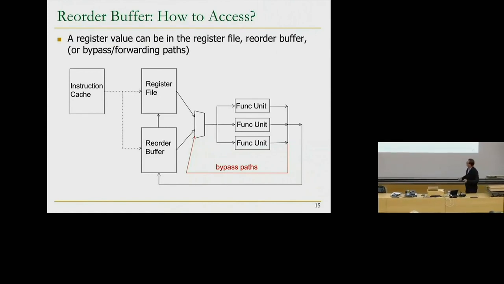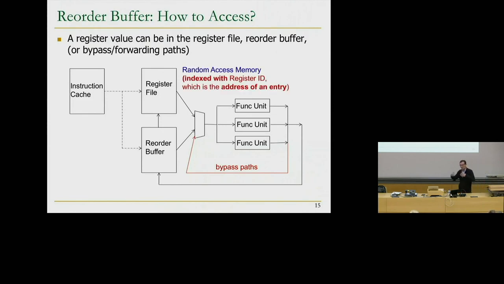So the question is, how do we actually read the value in the reorder buffer? I've shown you an example over here. When an instruction is being decoded, you can have these two paths. You access the register file, and you also access the reorder buffer at the same time. Now, this access to the register file is actually easy. You have a source register, R3, let's say.